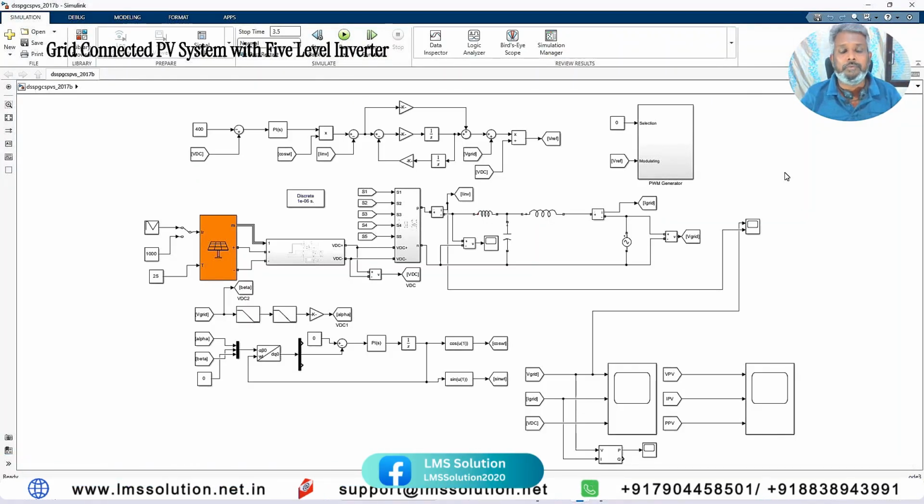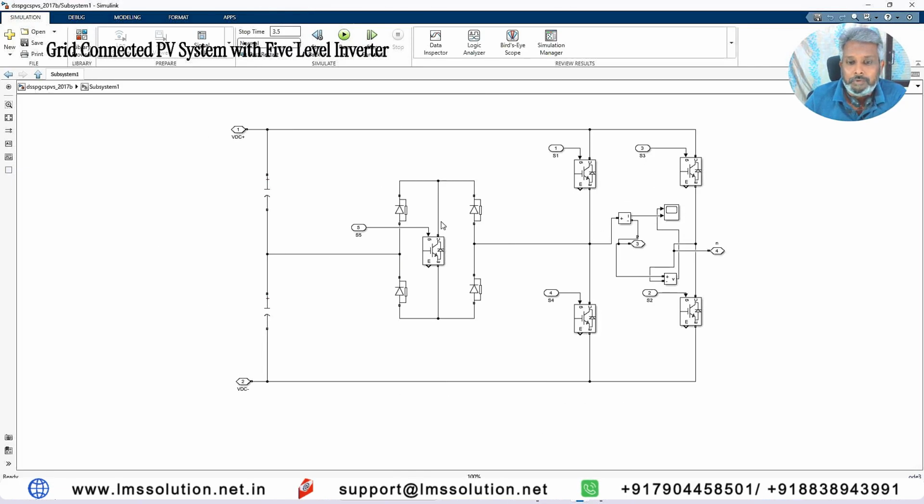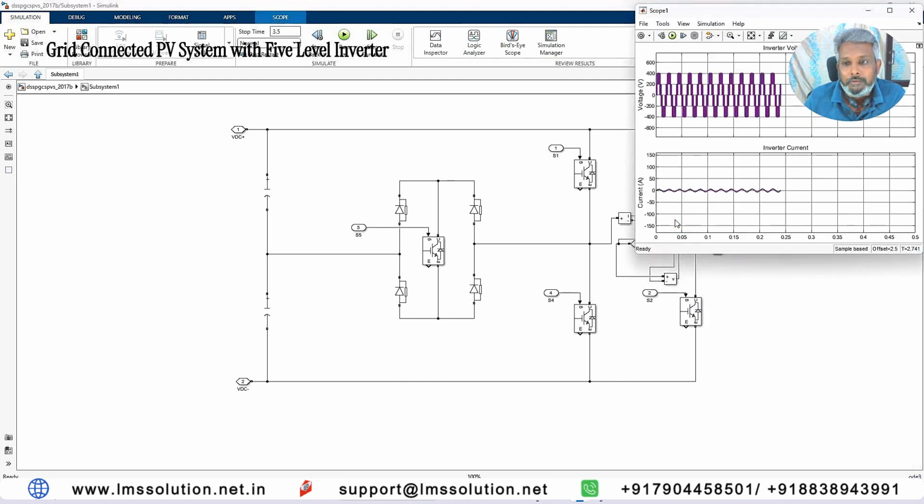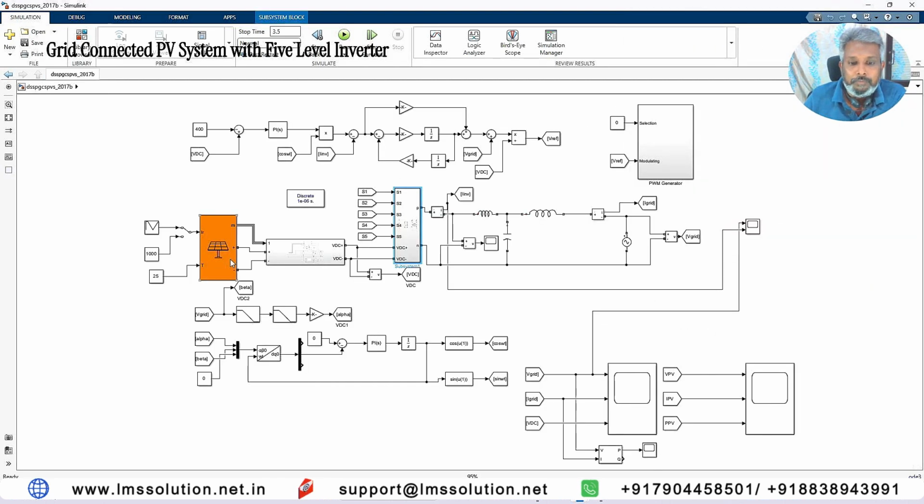Today we are going to see about grid connected PV system with 5-level multi-level inverter. So this is a simulation model we developed for the grid connected PV system with 5-level multi-level inverter. Here you see that this system has the 5-level multi-level inverter. This receives the DC input and converts it to AC, and the AC will have 5 levels, and also the PV power is converted into AC form with two-stage conversion.